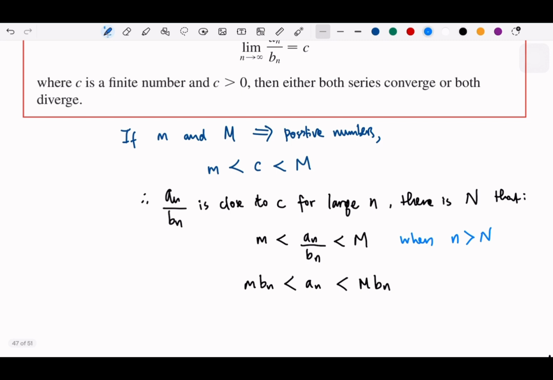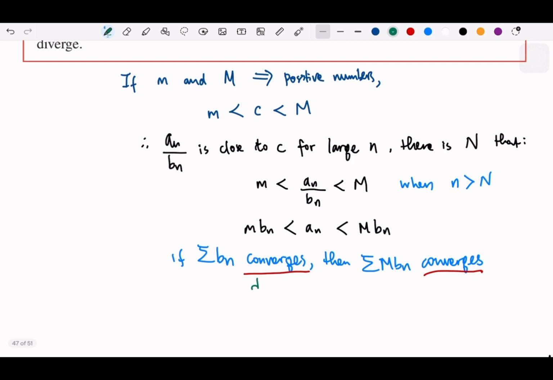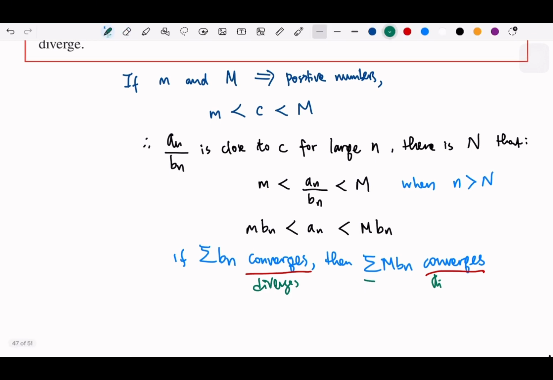So if B converges, then the sigma M bn converges. And also the similar thing if it's diverged. Okay, so let me just write. It also works if this is diverged, then this is also diverged. Okay, before diverged, it should be the left one. Okay.